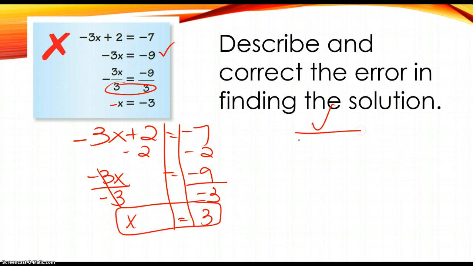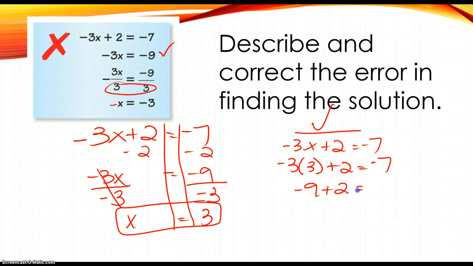And to make sure we got that right, we could plug this in to our original problem to make sure it is correct. We say that our x should be a positive 3. So when we do negative 3 times 3 is a negative 9, plus a positive 2 equals negative 7. Negative 7 equals negative 7. So here they divided by a positive 3. They didn't take the number that was connected to our variable. They ignored the sign. So that's where they found their error there.